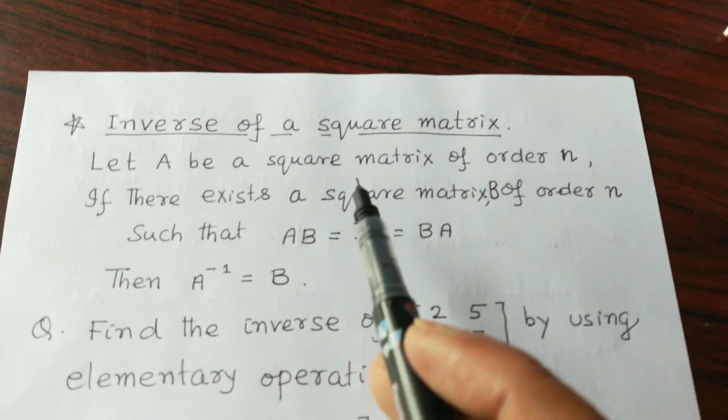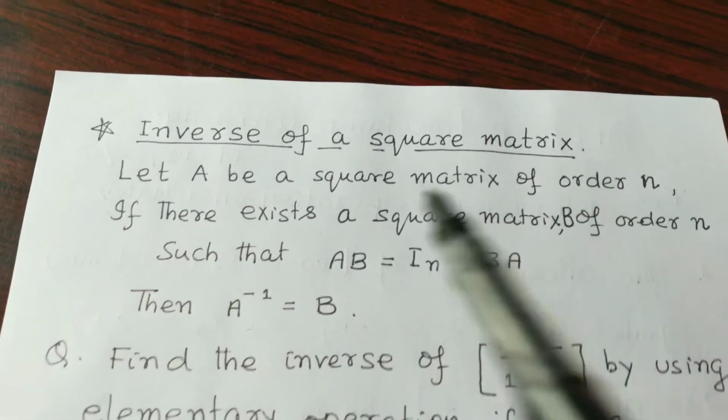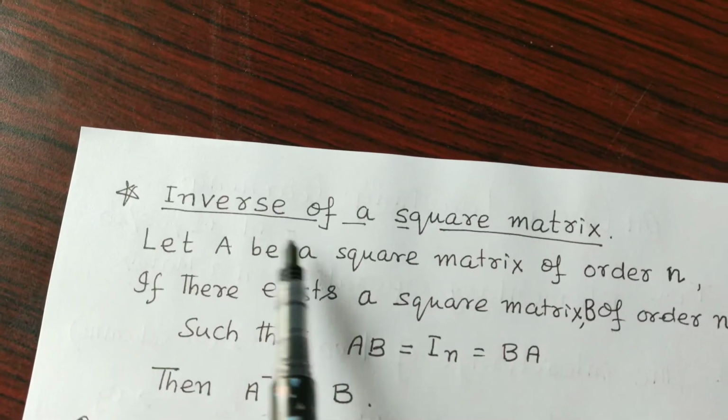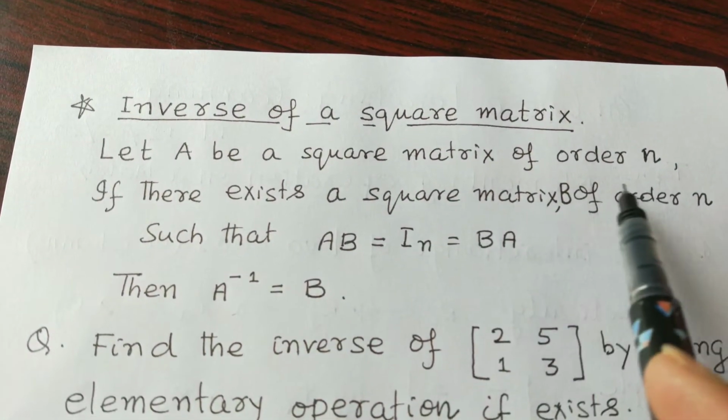Now coming to the inverse of a square matrix, which is the important part of this. Inverse of a square matrix. Okay. Let A be a square matrix of order n.